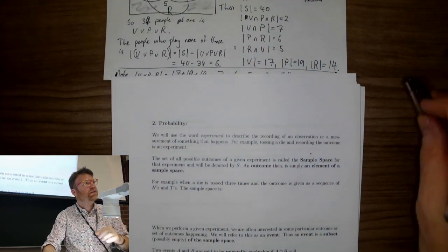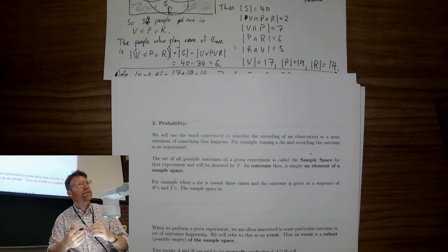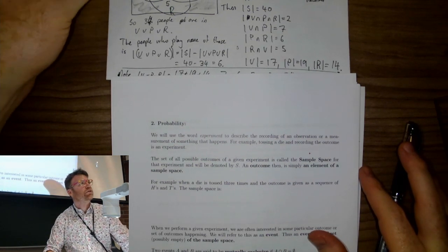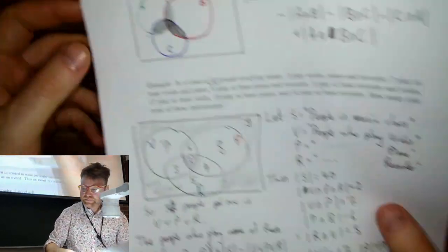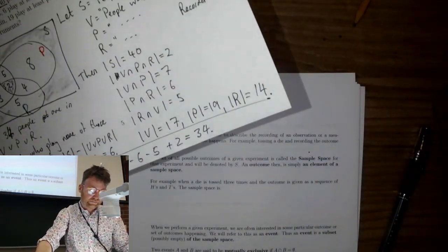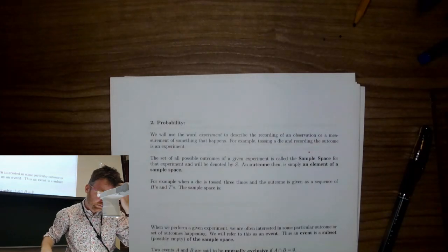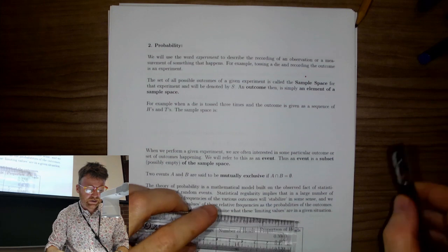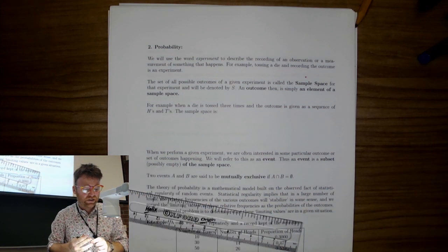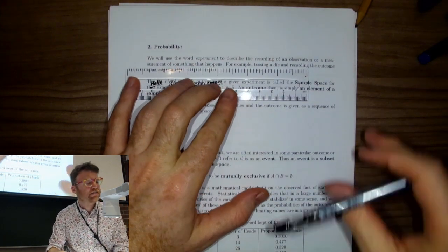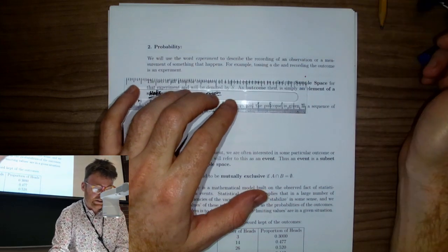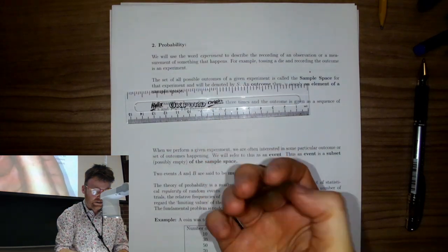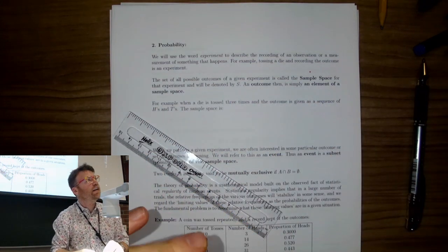Good. We have now learned a little bit about counting. And really the only thing that is perhaps new is the inclusion-exclusion principle and the language around sets. Let's talk about probability. We use the word experiment to describe the recording of an observation, measuring something that happens. You might like to say tossing coins would be an experiment.